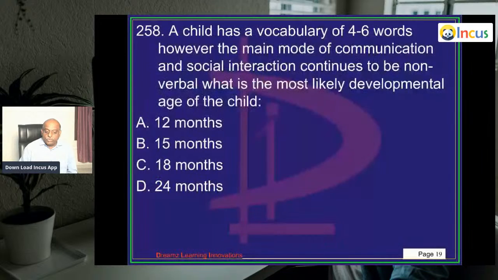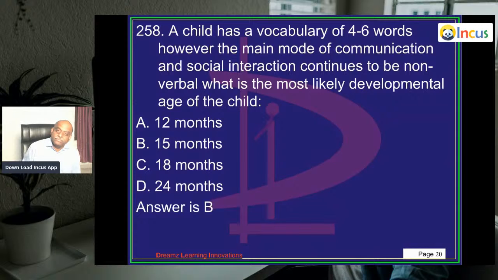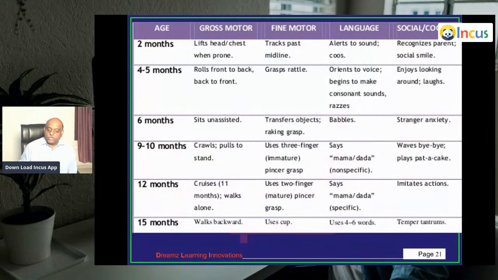Right? So, a child has a vocabulary of 4 to 6 words. But the main mode of communication, social interaction, is all non-verbal. What is the possible age? 15 months. So, doctor, please don't forget gross motor, fine motor, language, and social cognitive. So at 15 months, he can walk backwards. He uses a cup. He uses 4 to 6 words and has temper tantrums.